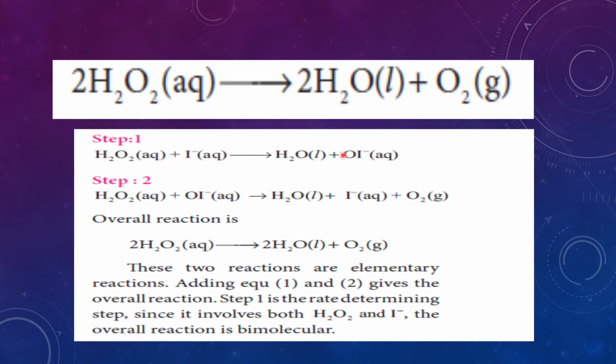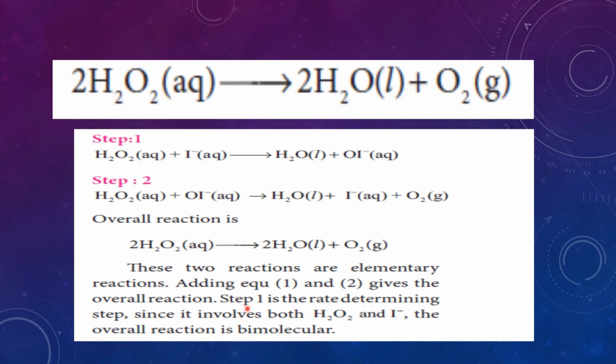We get a hypoiodite (OI-) in the aqueous medium. This attacks the hydrogen peroxide again, giving another water molecule, then the catalyst is regenerated and the oxygen is liberated. The first step is said to be the rate determining step, because the first step is a very slow step. The slow step is called the rate determining step.